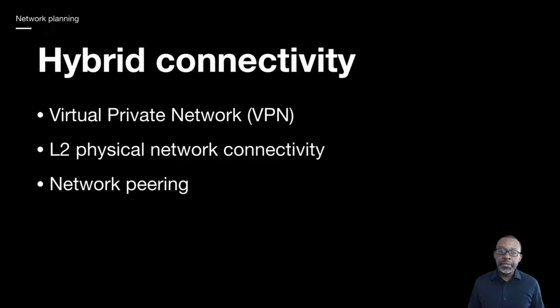Another hybrid connectivity option that is popular with large enterprise organizations is network peering. Network peering allows organizations to peer an existing on-premises network with a cloud network at an edge peering location. This enables the organization to securely access cloud services.